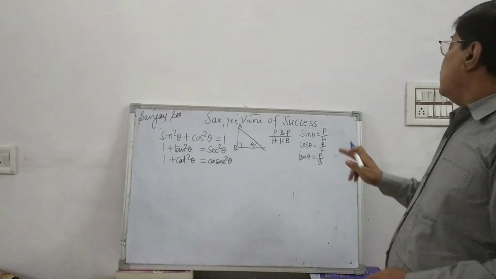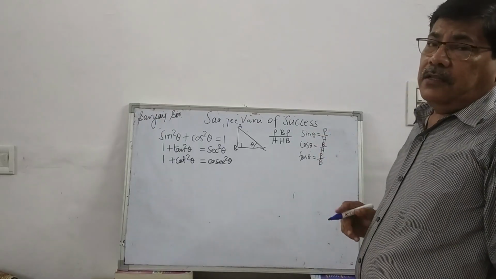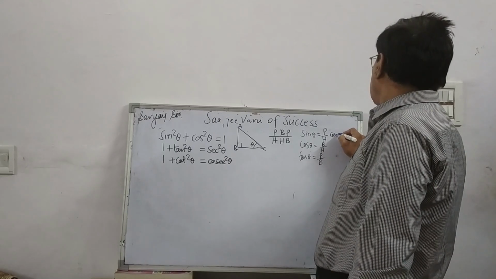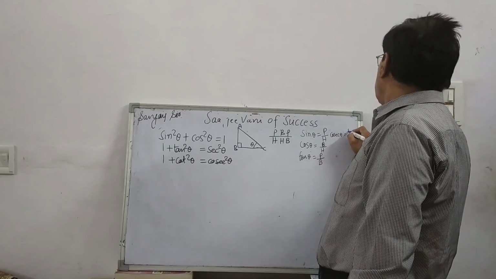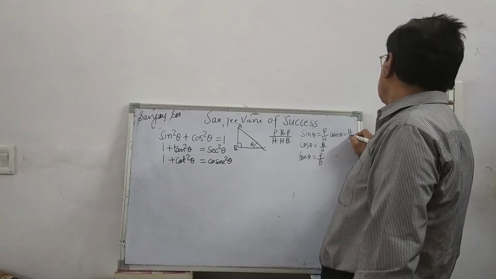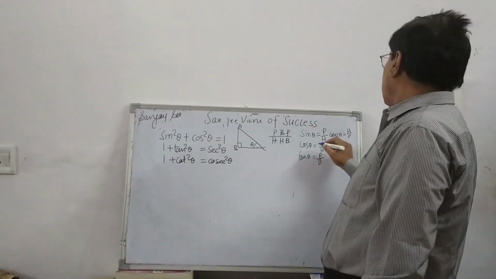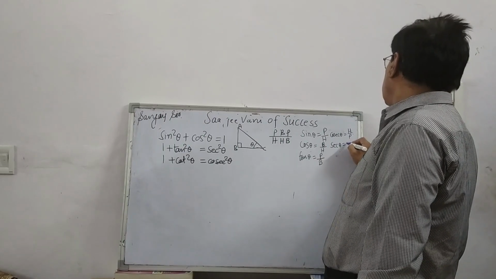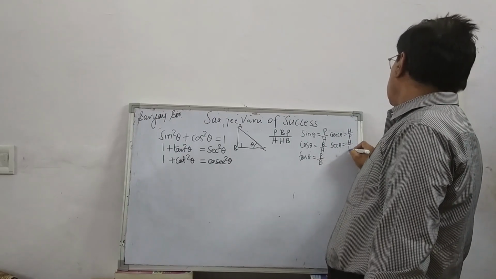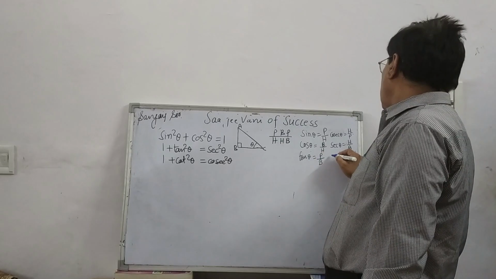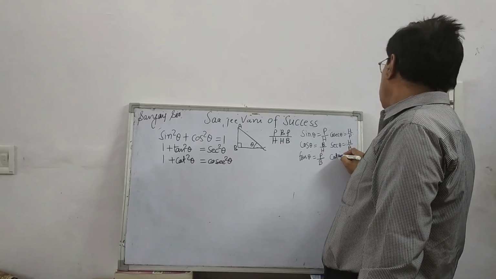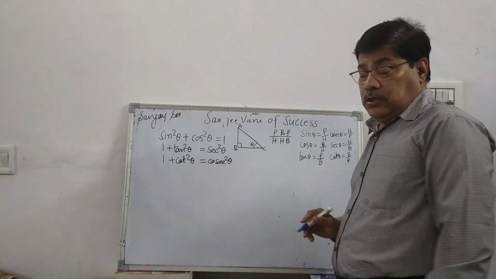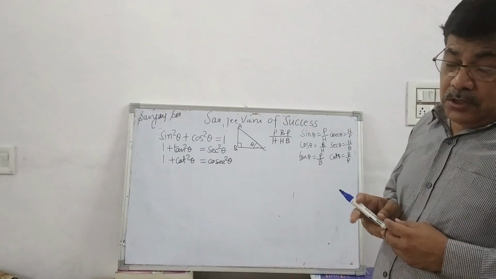Clear? What is the reciprocal of sin theta? The reciprocal of sin theta is cosec theta. So this will be h upon p. Clear? Then what is reciprocal of cos theta? It is sec theta. This will be h upon b. What is reciprocal of tan? This is cot. So this will be b upon p. These are the different values.